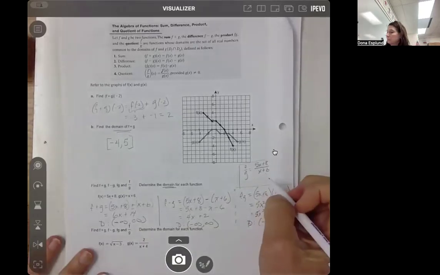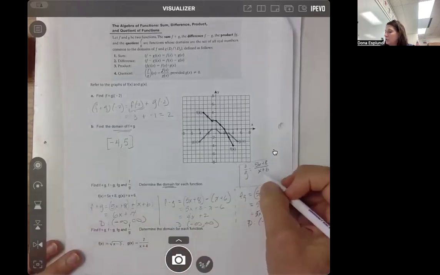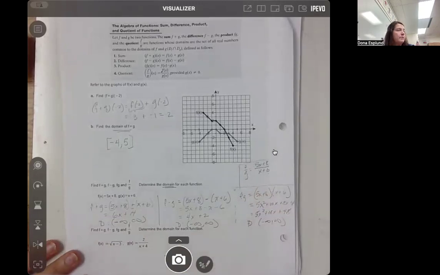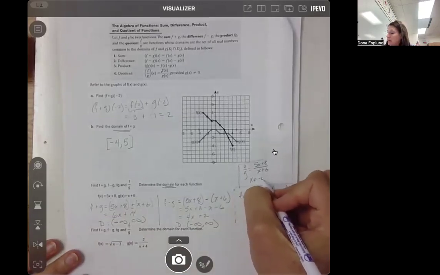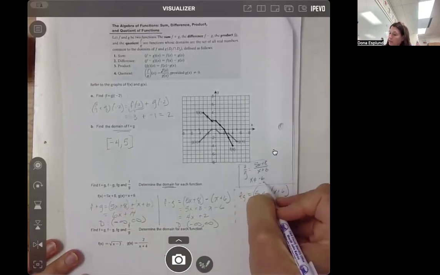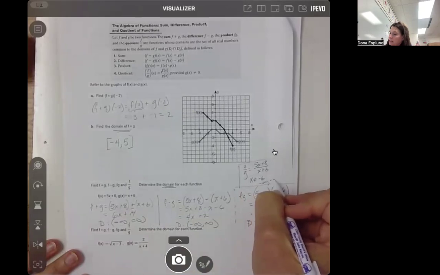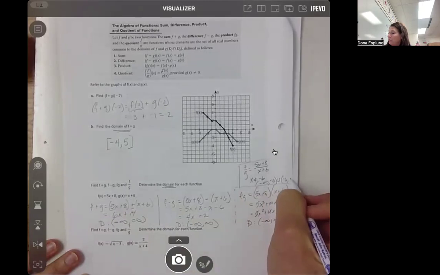Perfect. Yes. So that makes the bottom 0. So x cannot equal -6. And so again, you can write it in interval notation where you go from -infinity to -6, and then union of -6 to infinity.